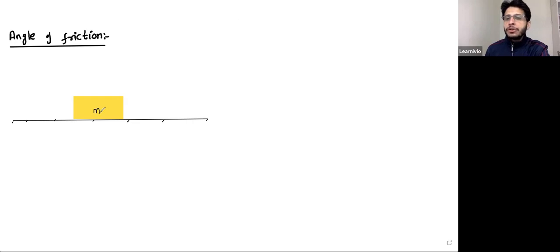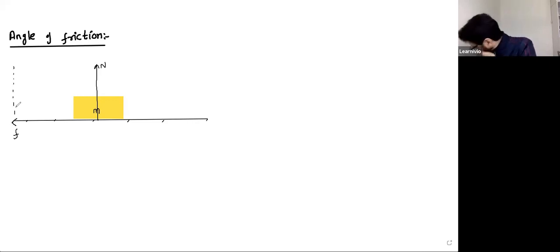If I place this body on the rough surface, this rough surface will exert a normal reaction over the body and a frictional force will act on the body. If the tendency of the body is to move to the right hand side, then friction will act to the left hand side.